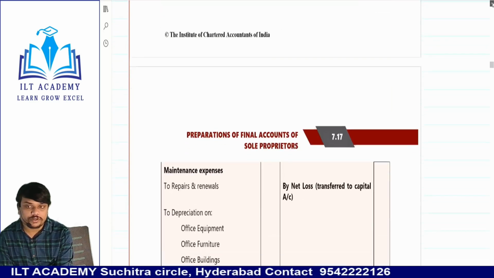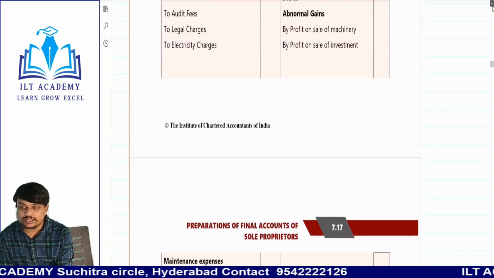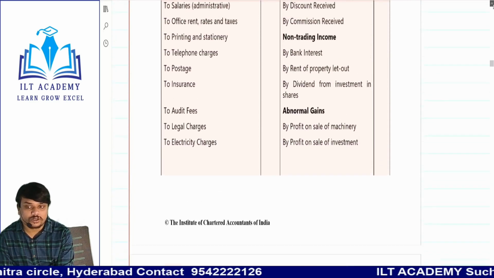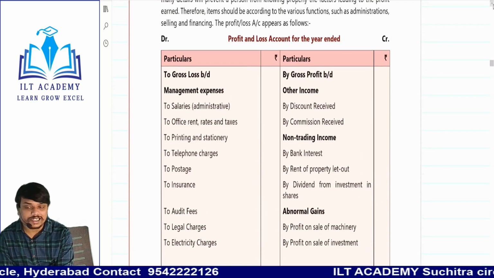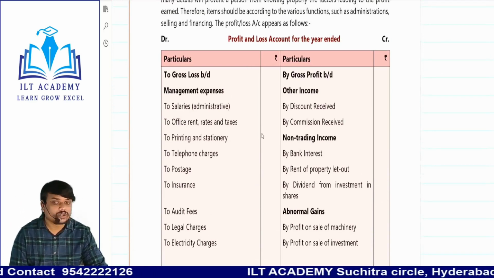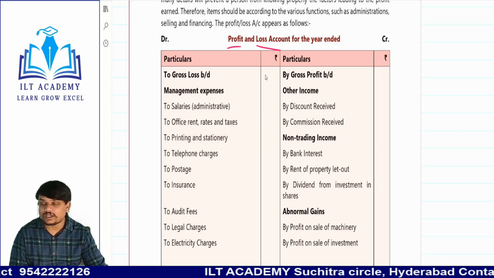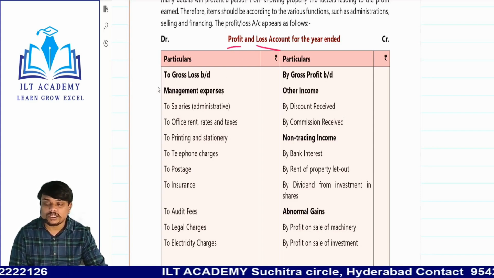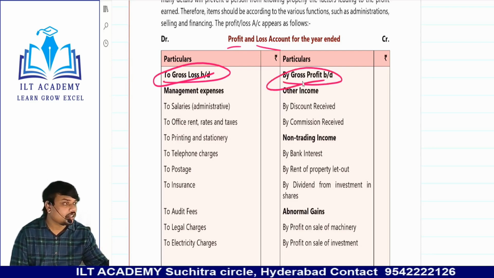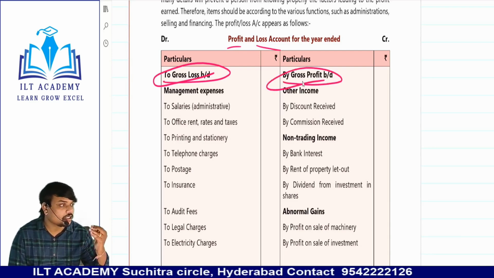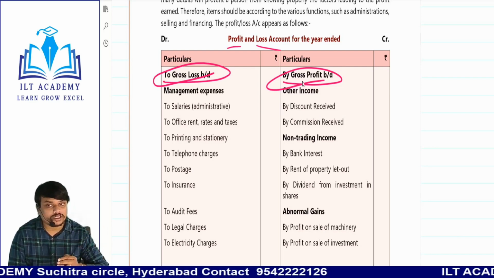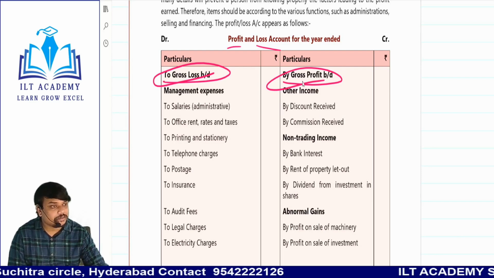Now this is profit and loss account. What we need to understand: all indirect expenses are going to be covered in profit and loss account, and indirect expenses which are other than our operations, those are going to come in P&L account. Now see, there might be two situations. After preparing trading account, you might be arriving at gross profit or gross loss. Gross profit will be brought down on the credit side, and gross loss will be brought down on the debit side.